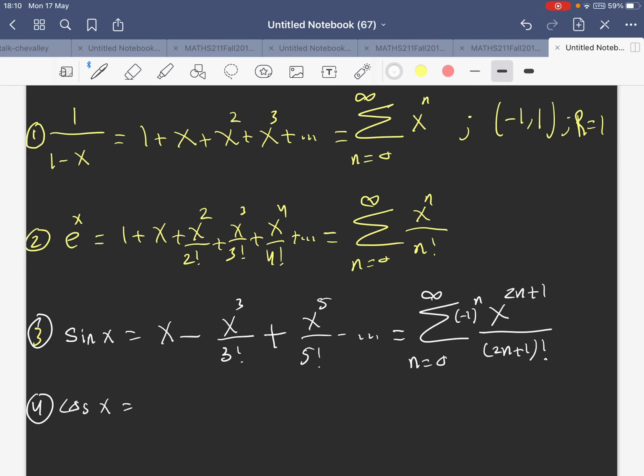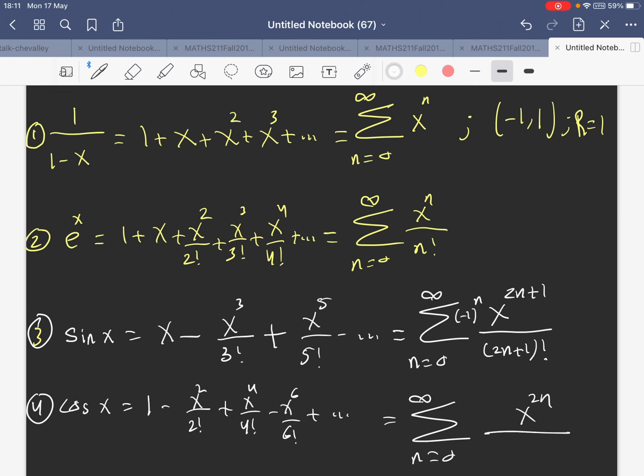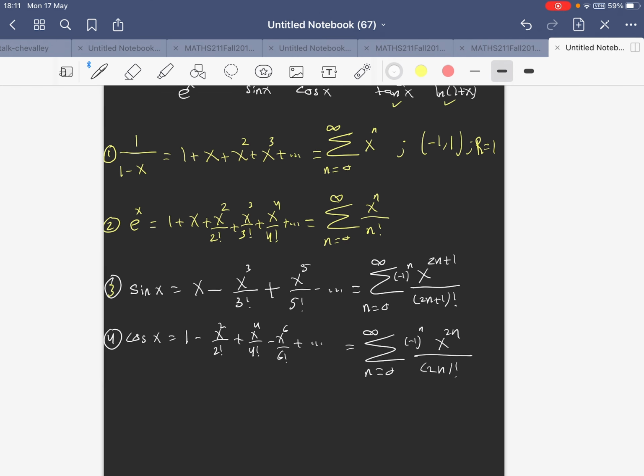That's the sign. Now for the cosine, we said we take the even power. And again, it will be alternating, by the way. So it is minus, and then x^4 over 4 factorial, and then x^6 over 6 factorial, and so on. If we write it as sigma notation, this is the even powers over even factorials, and it's alternating, so it is negative 1 to the n. Now, please find a way to memorize all those 4 formulas. They are very, very important for us.